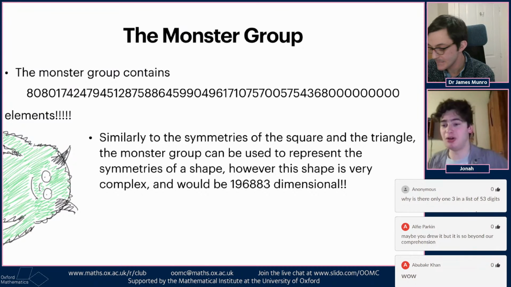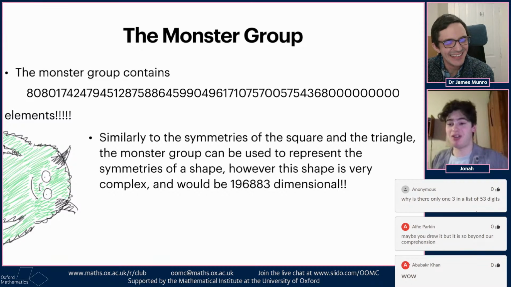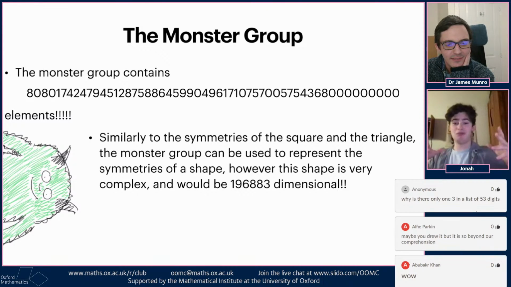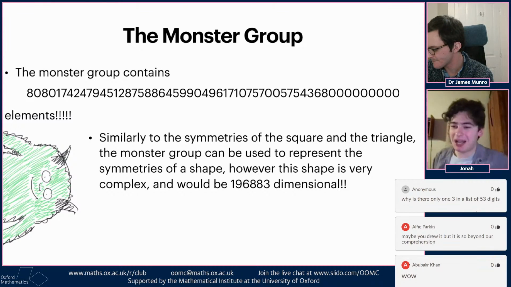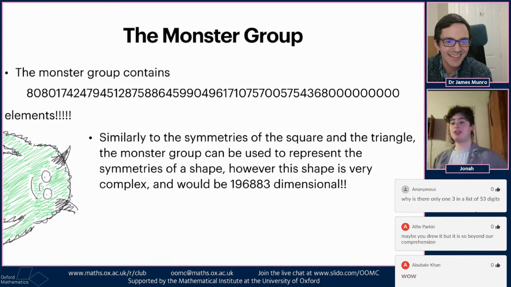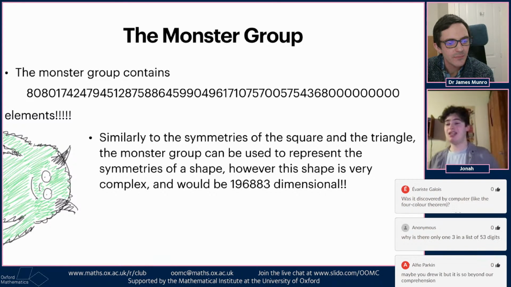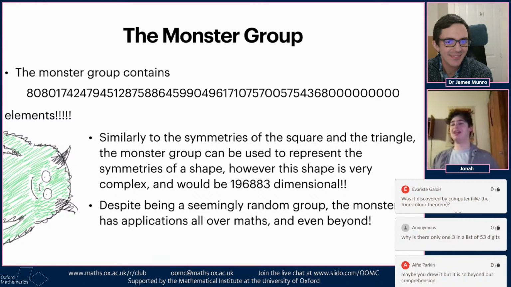And you may have heard of the monster moonshine conjecture. You might not have, but you might just have heard of it because it's a funny name. But the monster moonshine conjecture is a conjecture which relates this monster group to a really cool area of number theory. Not only that, this monster group has applications in string theory. So, like I said earlier, where the lines between maths and physics blur, this random group has really important connections to string theory. Really, really random.